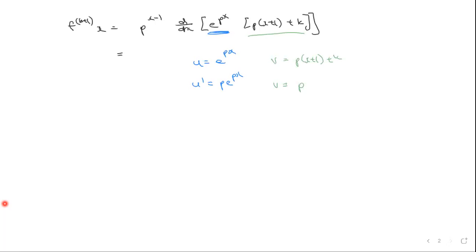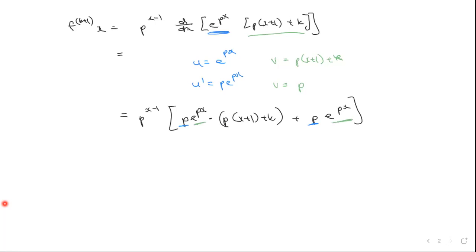Right? Because basically, the derivative of k being a constant is 0, and the derivative of px plus 1 is, well, 1. So you've got p times 1. So putting all of that together, you've got p to the k minus 1 all multiplied by the derivative of the first times the second unchanged, plus the derivative of the second, which is just p, times the first unchanged. And from there, you can factor out p. You can also factor out e to the px.